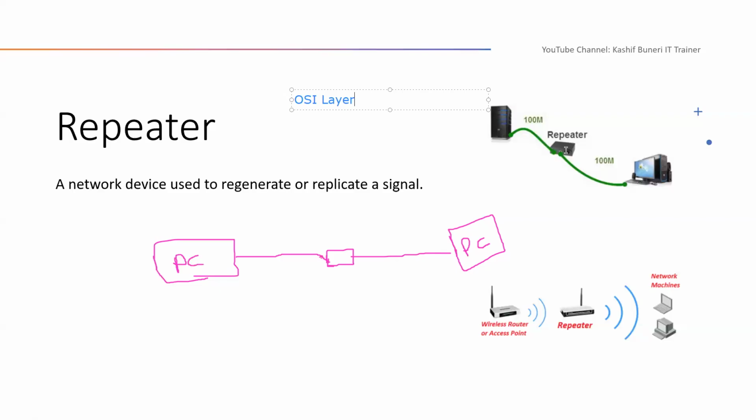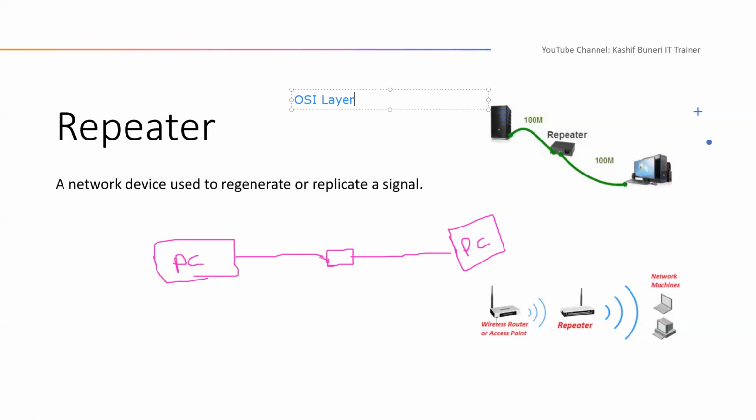repeater is which layer device? So repeater is a layer 1 device, right? Network adapter is also a layer 1 device. So you should also search about OSI layers and what this model is, and this will also help you to understand the basic concepts of computer networks.